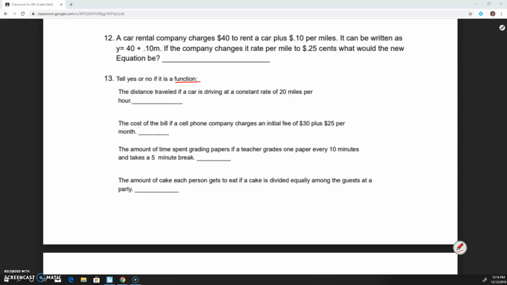So the distance traveled in a car driving at a constant speed of 20 miles per hour. So the distance equals rate times time. Will your distance always be the same if you go the exact same amount of time at the exact same speed? Yes. So is it constant? It's doing the same thing every time? So yes, it's a function or a linear equation. The cost of a bill if the cell phone company charges an initial fee of $30, that's their starting point, plus $25 a month. Is it doing the same thing every time? So it's linear.